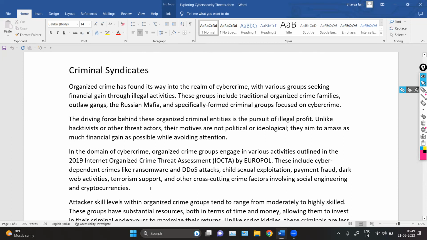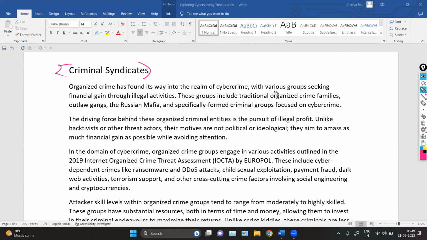These groups include traditional organized crime families, outlaw gangs, the Russian mafia, and specifically formed criminal groups focused on cybercrime. So criminal syndicates can be an individual or a group of people, a group of terrorists, the Russian mafia, crime families, gangs, etc.